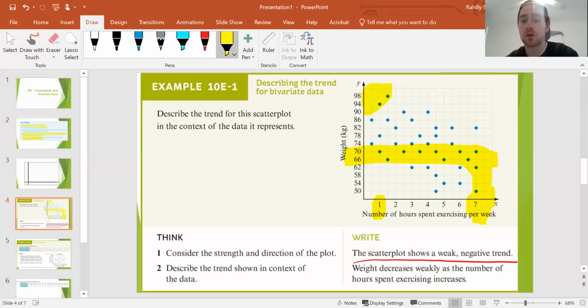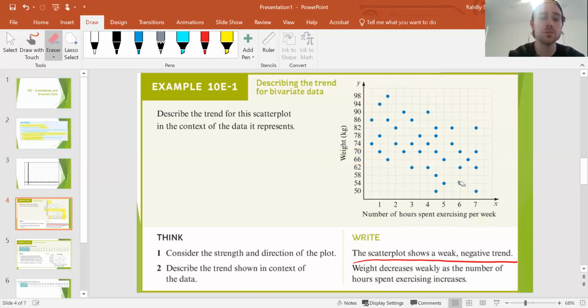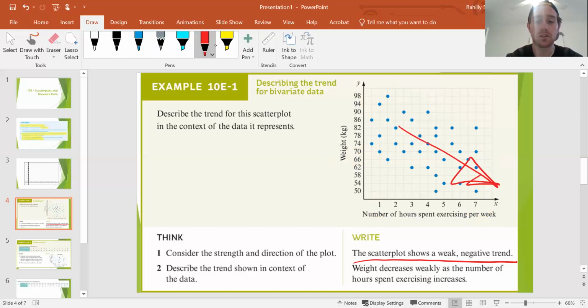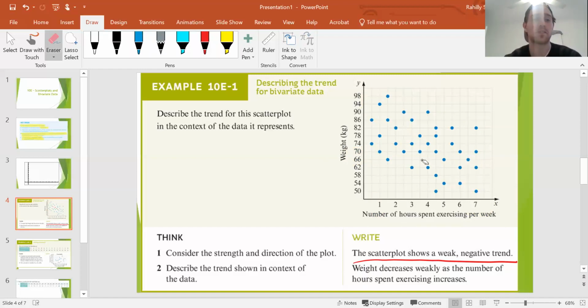As our number of hours spent exercising increases, it tends to trend that it's going in a negative manner. It's going downwards. Okay, so the more exercise, the less weight. That's just one example of the relationship between the two and how it would be described.